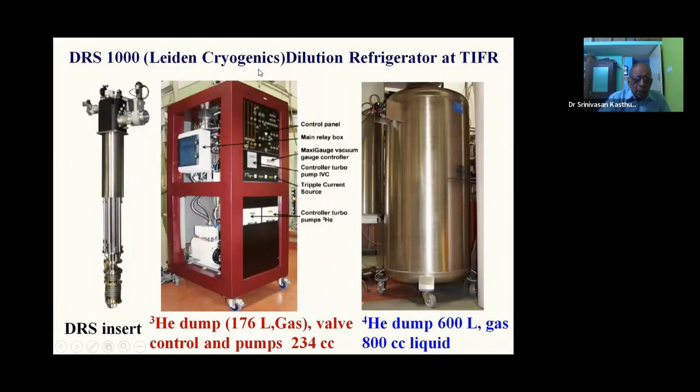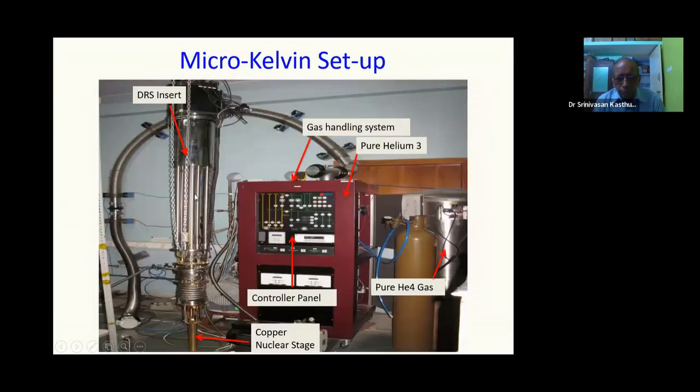Now, Leiden Cryogenics has given what is called a dilution refrigerator system. So you can see here the dilution refrigerator part, and then the entire electronics, the control panel, main relay, and the special type of pumps. Special helium-3 pumps are required in this one, and this is your helium-4 container, which is transferring into this system. There is also an additional experimental setup for microkelvin. People are also using the microkelvin experimental setup with the dilution refrigerator system.